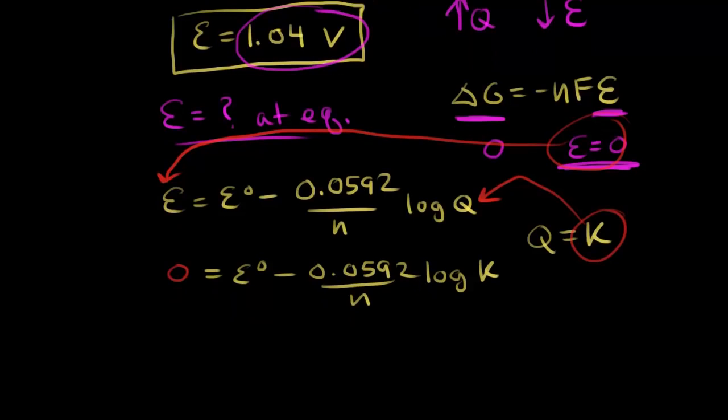And notice that this is the equation we talked about in an earlier video. The standard cell potential E0 is equal to 0.0592 over N times the log of K. So just an interesting way to think about the Nernst equation. So the Nernst equation is very useful for calculating cell potentials when you have different concentrations.